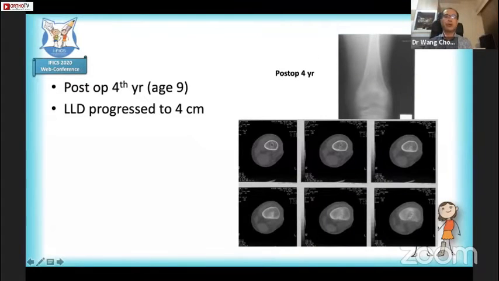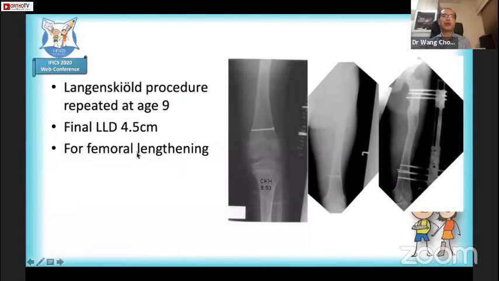But at post-op 4 years, the leg length discrepancy was found to have progressed to 4 centimeters. If you look at the X-ray, despite the reduction of the tenting, you can see some sclerosis around the previous operative site, and the CT scan confirms the reformation of the bone bar. So a repeat Langenskiöld procedure was performed at the age of 9 with a leg length discrepancy of 4 centimeters. The final leg length discrepancy at skeletal maturity is 4.5 centimeters. If you look at the position of the screw, it shows steady growth away from the physis. And the patient eventually opted for femoral lengthening instead of epiphysiodesis.